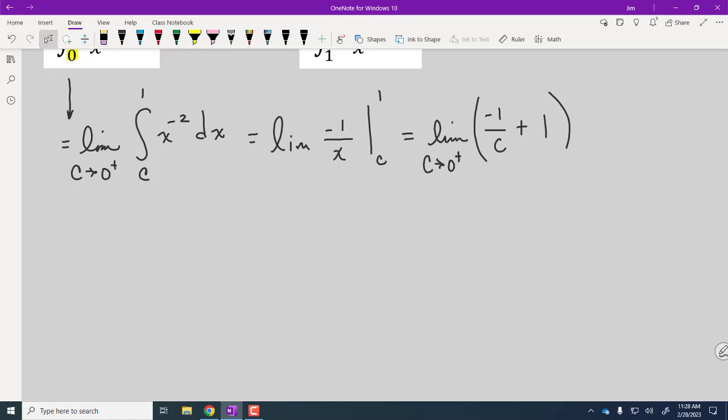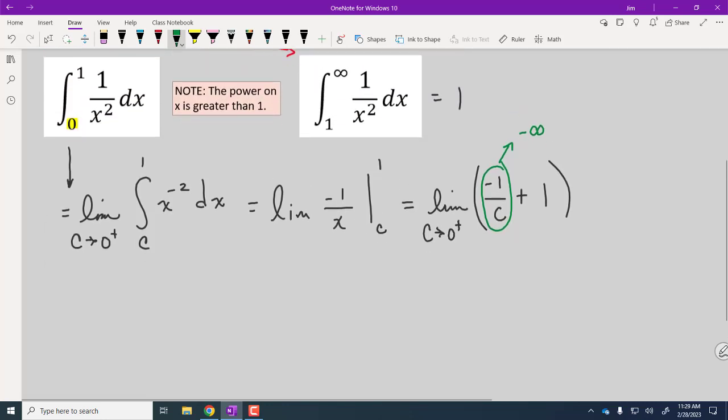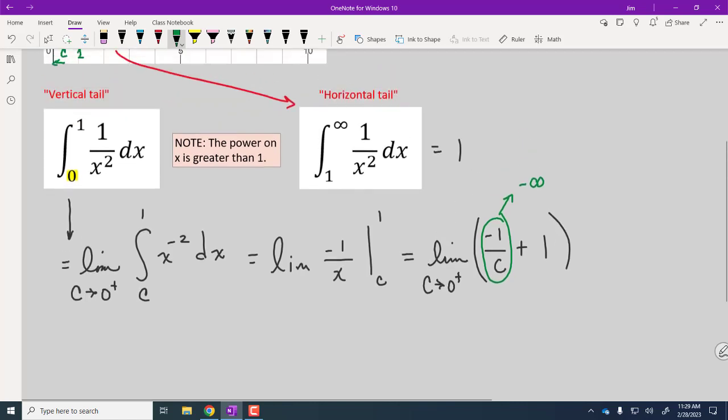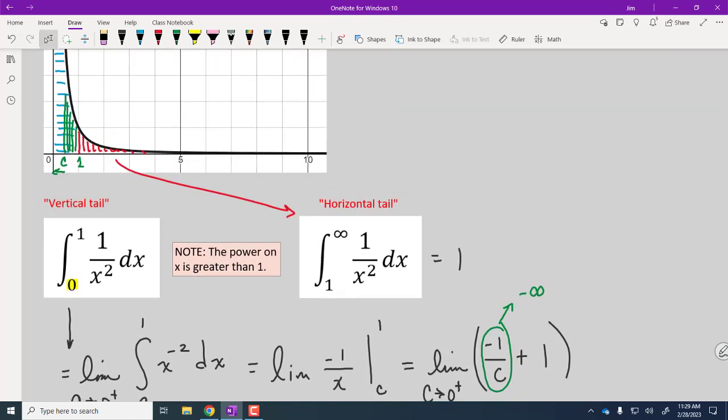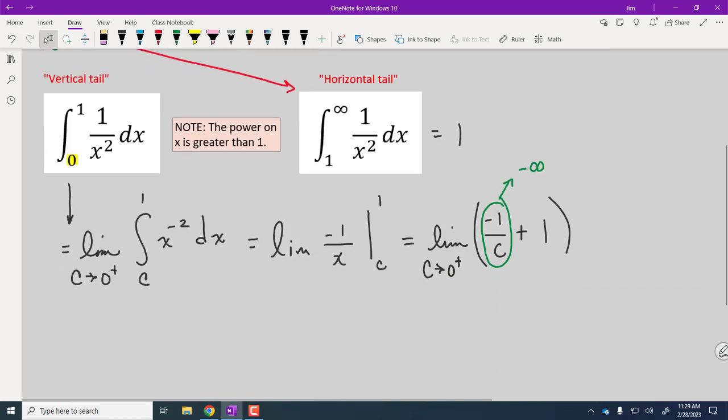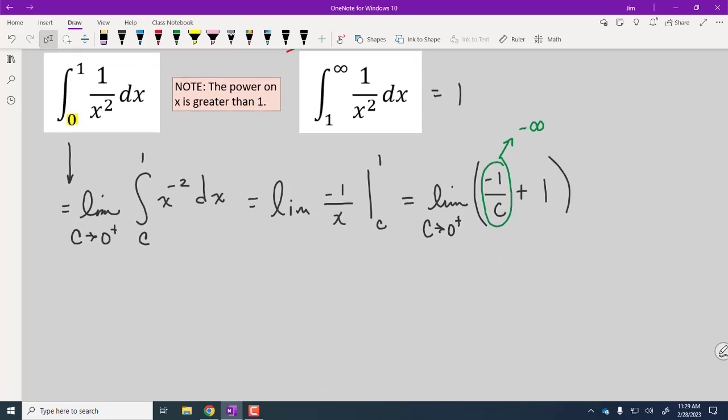What is happening to this fraction as c goes to 0 from the right? What is that approaching? What kind of infinity? Negative. Negative infinity. And if we add 1 to it, it's still going to approach negative infinity. But I'm not happy. Hold on one second. Why am I not happy? Because that area there looks like it should be positive infinity, not negative infinity. I think you may have forgotten the minus sign. I feel like I must have somewhere.